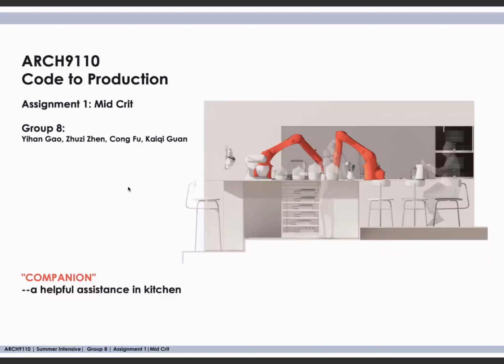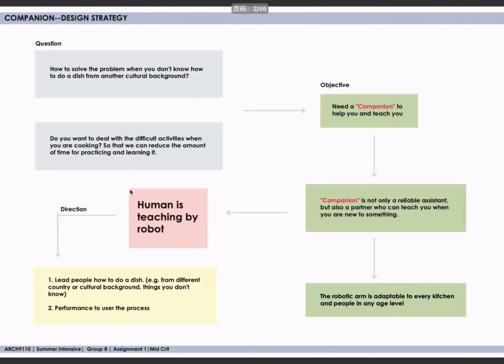So our design is called Companion, which is a helpful assistant in the kitchen. Our design objectives start from two questions. The main one is how to solve the problem when you don't know how to make a dish from another cultural background. We came up with the robotic arm companion, which can teach humans how to make a dish and is adaptable to every kitchen and people of any age level.